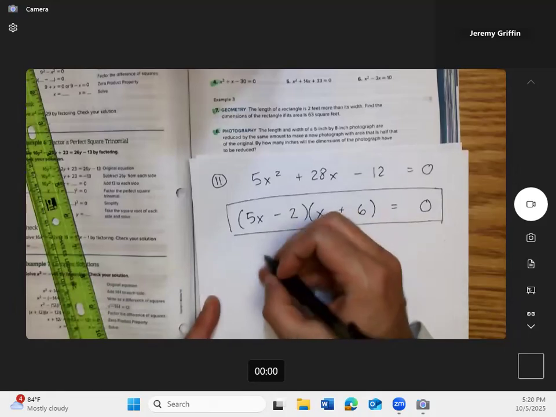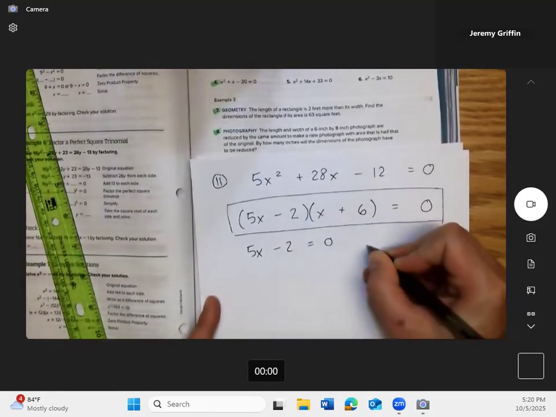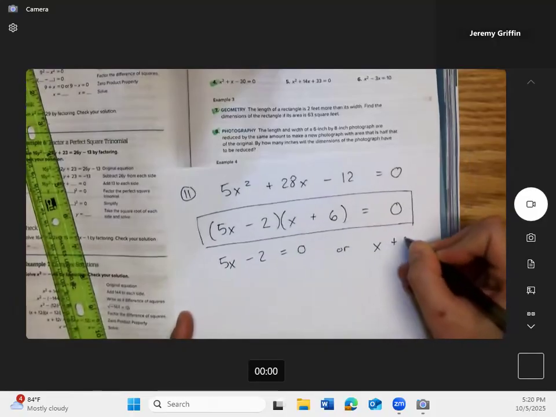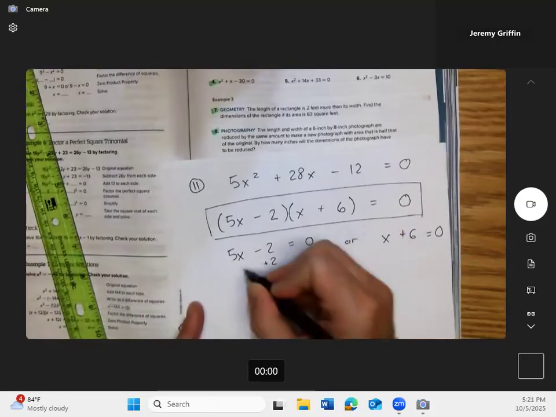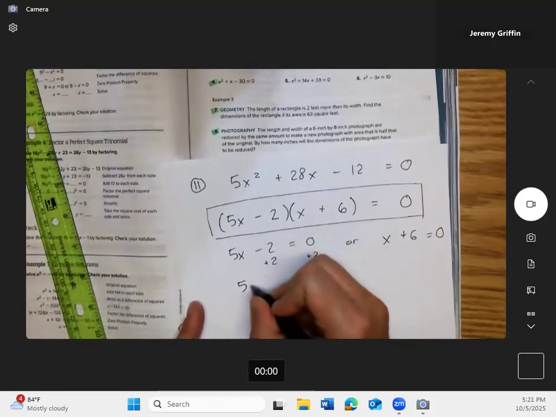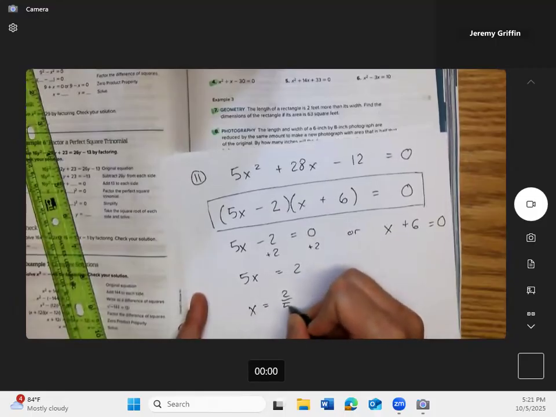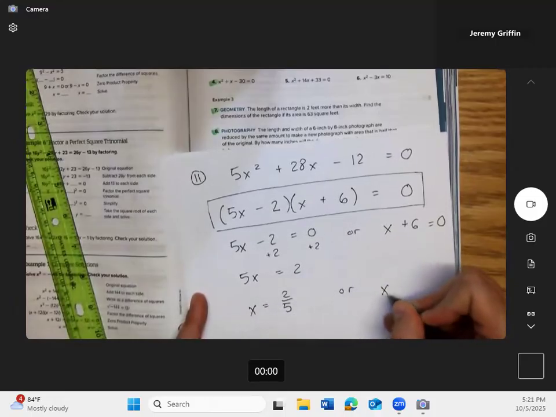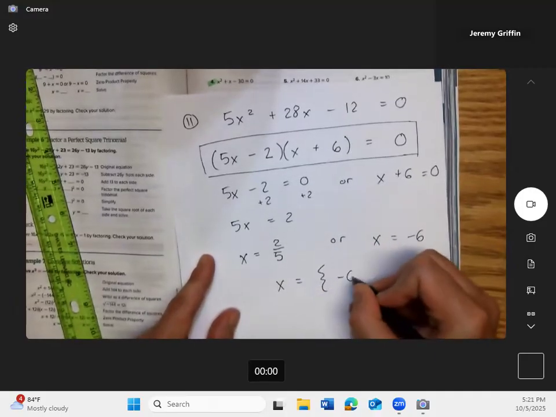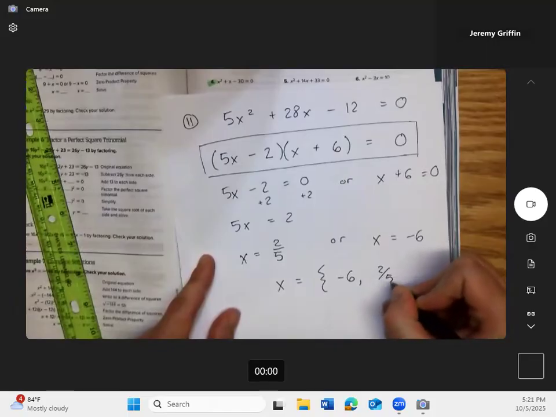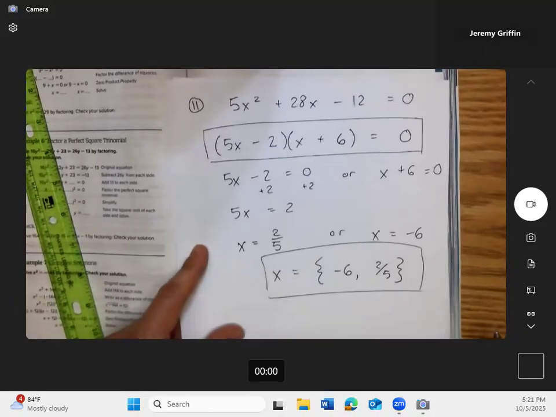Oh, wait, but we got a little more to do, because 5x minus 2 could be 0, or x plus 6 could be 0. So add 2, then divide by 5: 5x equals 2, x equals 2 over 5, and over here, x equals negative 6. So x equals negative 6, and we got 2 over 5. 2 over 5 is the same thing as 0.4, so take that 0.4. Okay. All right, that was probably what they're looking for right there.